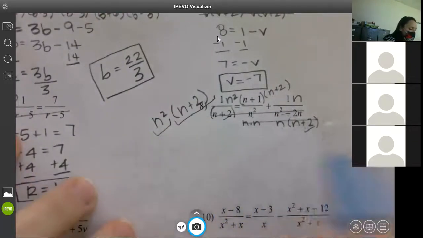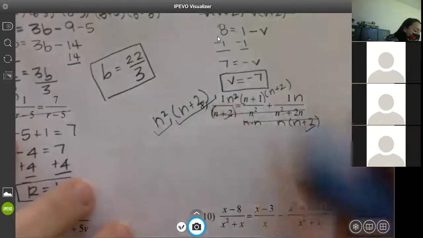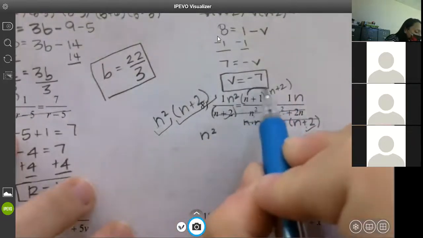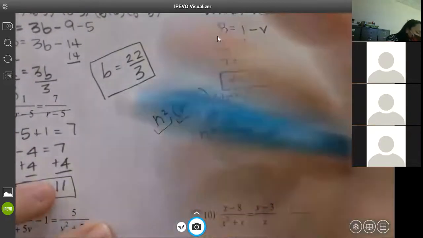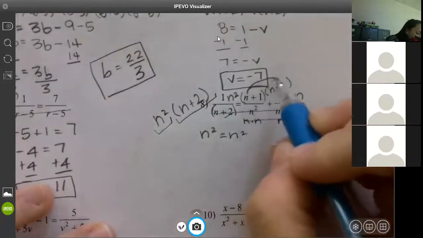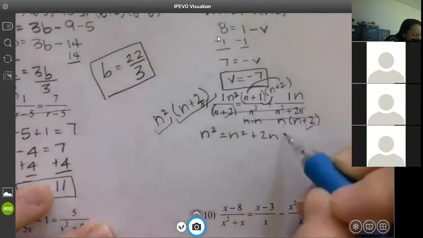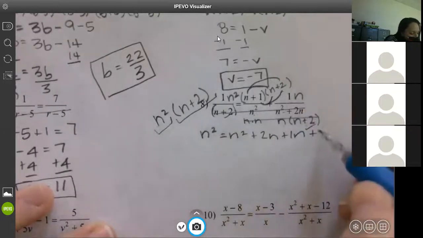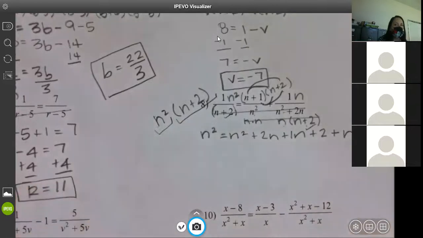Denominators are gone. 1 times n squared is n squared. Remember, we have to double distribute this. N times n. Sorry, that should be equals. Is n squared. N times 2 is 2n. 1 times n is 1n or just n. And 1 times 2 is 2. Don't forget the rest of your problem, plus 1 times n is n.